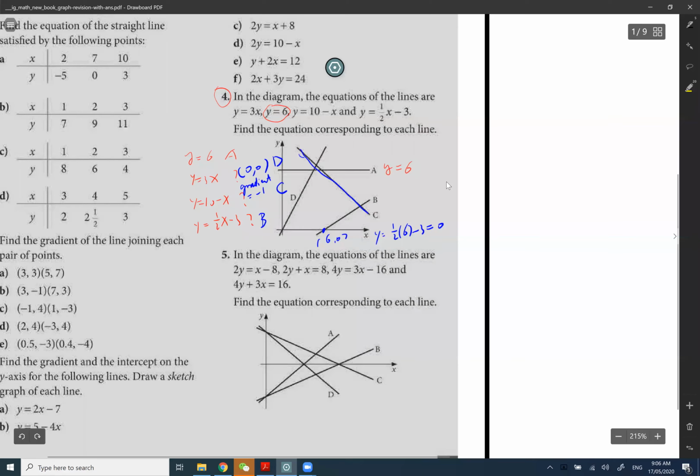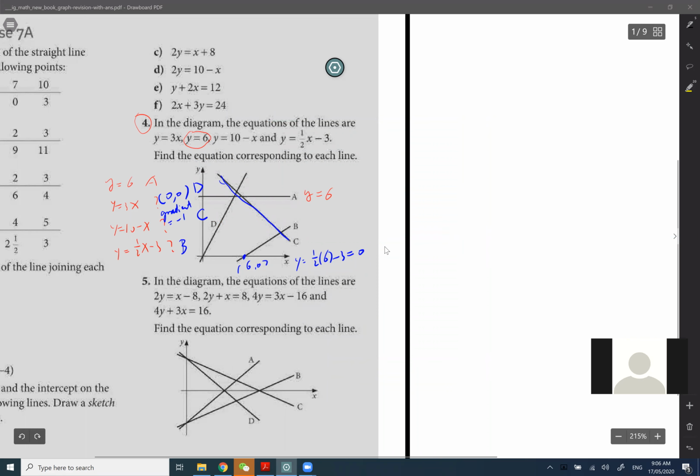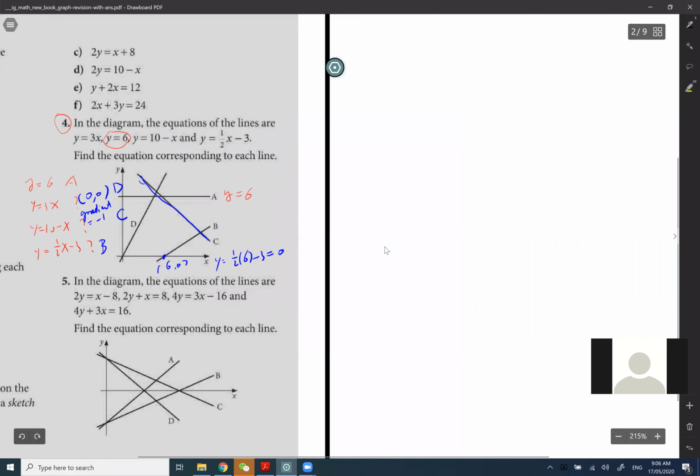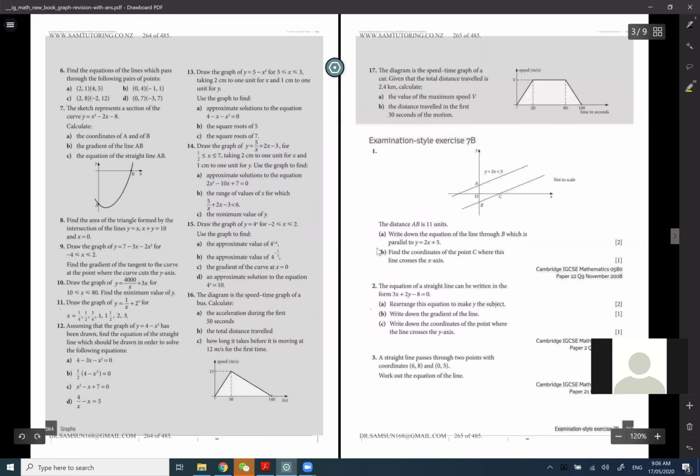How we find the equation of a straight line. Now let's check this worksheet in Google Drive. If possible, you can do some questions for revision. Answers are just in the back. Curve equation. Any question asking us to do some curve?